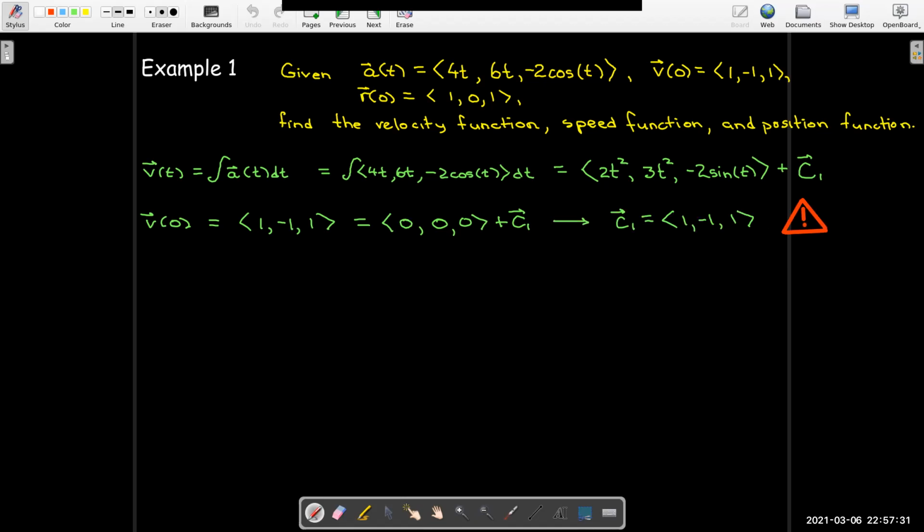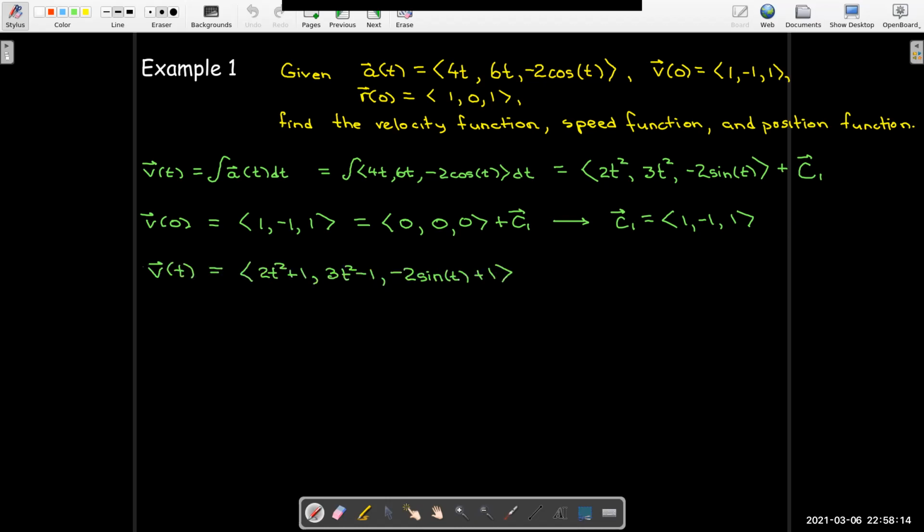So I put a little caution sign here to warn us that this is not always the case. I see a lot of times people just assume that the initial velocity is going to be this C1 vector. That's only the case here because when I replace t with 0 in my antiderivative, I got all zeros. But I could have easily had an e to the t or a cosine of t, and e to the 0 is 1, cosine of 0 is 1. So I have to be careful and actually make sure I solve for C1 and C2, as we're going to see.